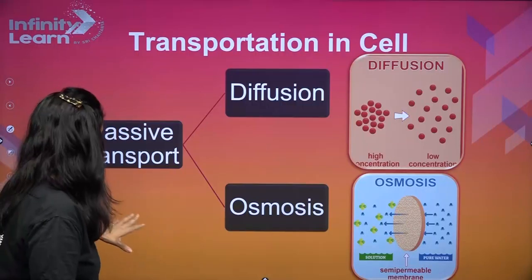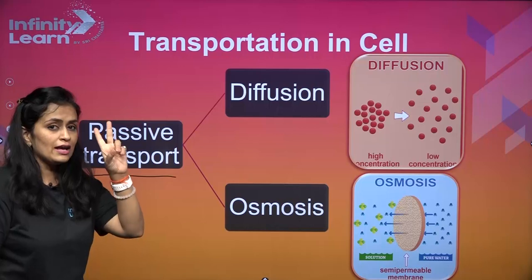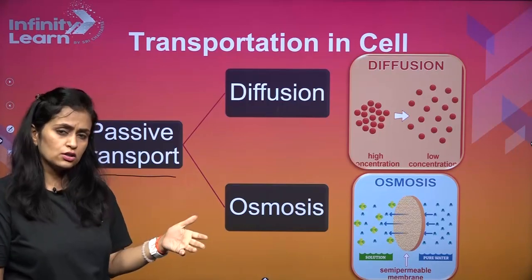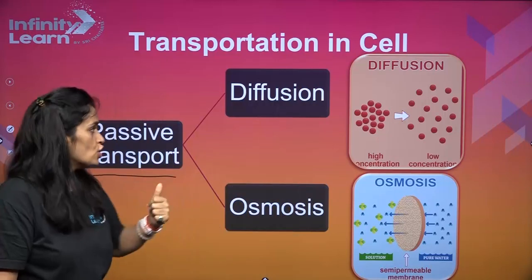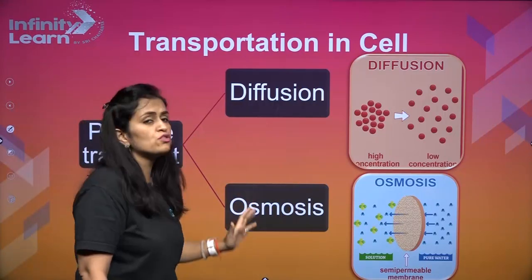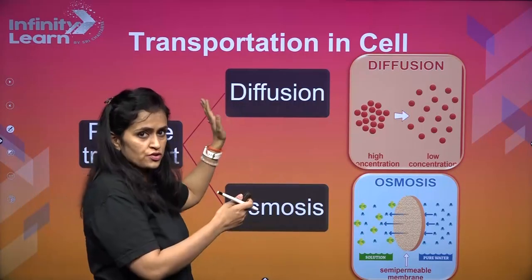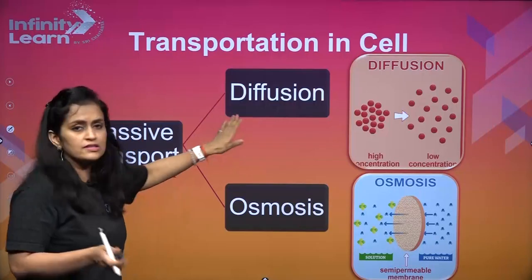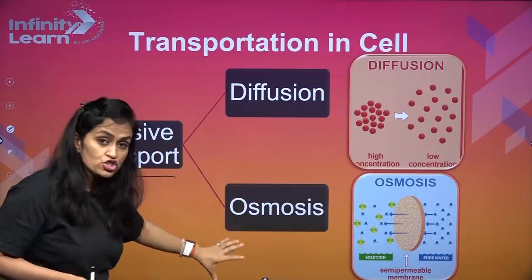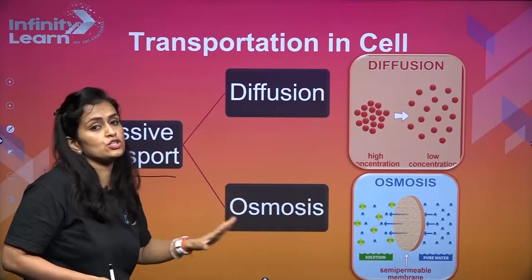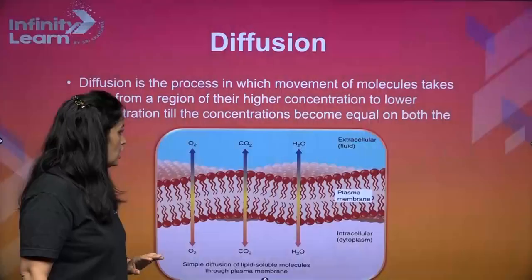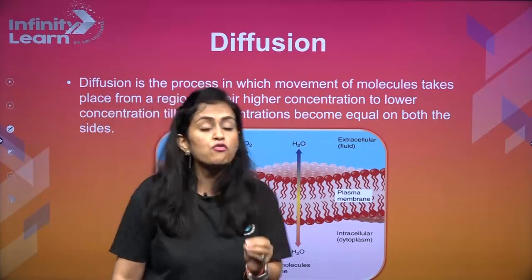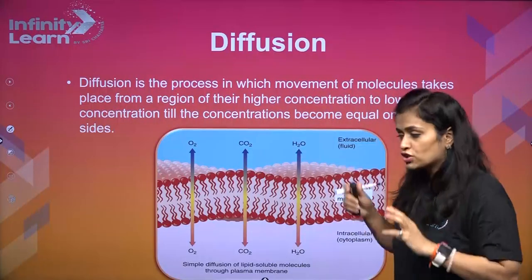Now, the transportation in case of passive transport, where energy is not required, is of two types: diffusion and osmosis, depending on what kind of molecules are being transported. In case of diffusion, it is always movement of molecules from the higher concentration to lower concentration, right? There is no energy involved, nothing, simple. It is mostly regarding the gases and all. In biology, osmosis is done for transportation of water. We'll understand in more detail now. So diffusion is for what? Diffusion is a simple process in which movement of molecules takes place from higher concentration to lower concentration.